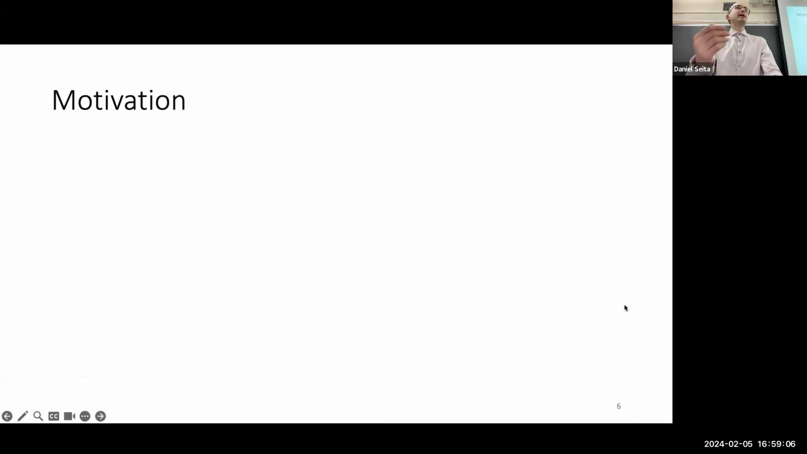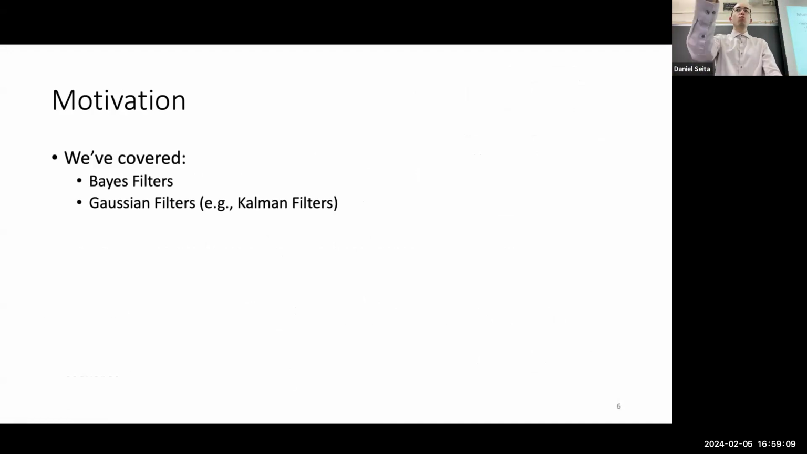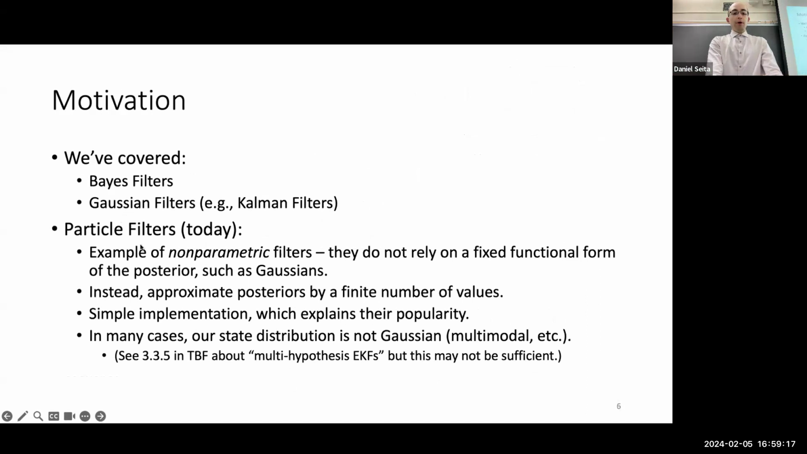The motivation behind the particle filter is that we've covered various filtering algorithms, and particle filters are an alternative to these. They are non-parametric, which means they don't rely on assuming that our probabilities have a fixed functional form like a Gaussian. Gaussians are relatively easy mathematically, and often useful if you want a closed form solution, but they're not useful if you're modeling something which doesn't really follow a Gaussian.